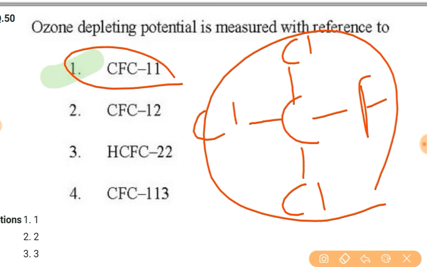So with this we have finished some important questions from NTA UGC NET 2019 June from environmental science.